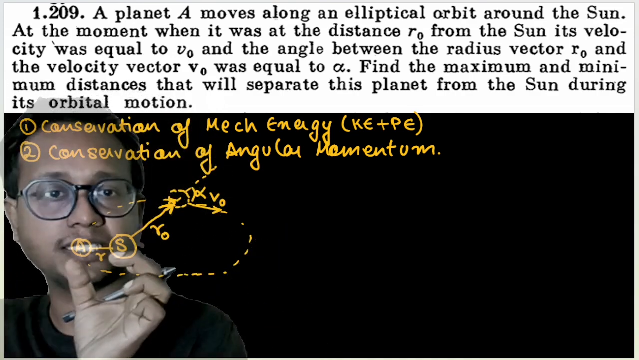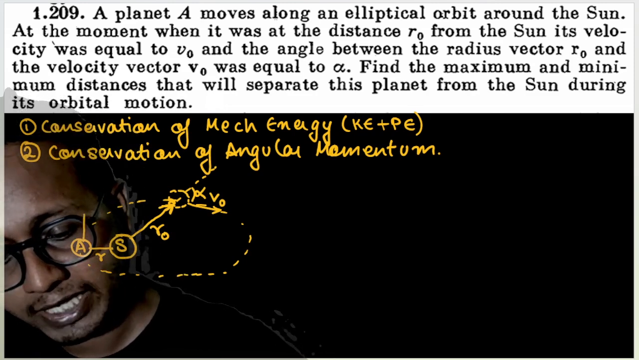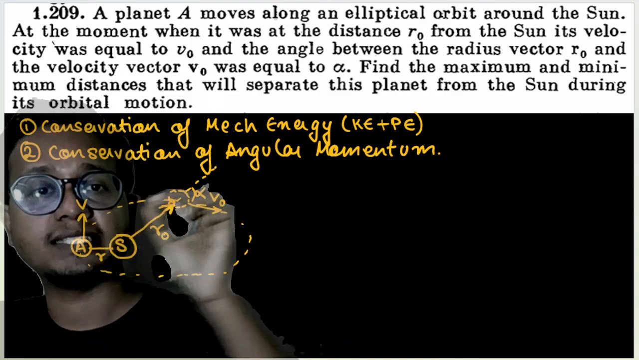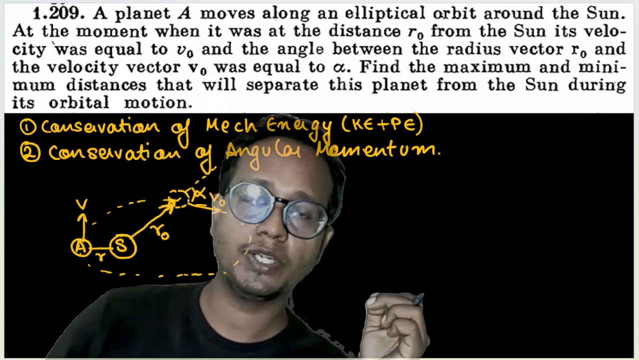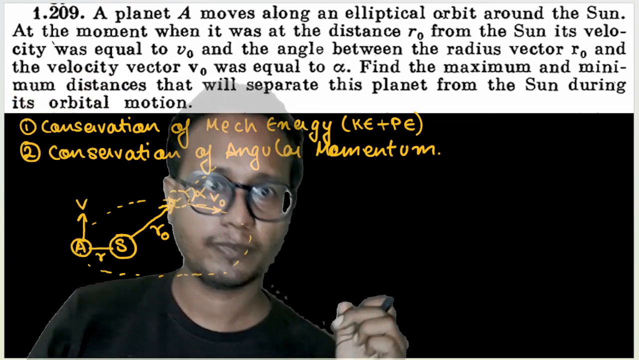So at minimum distance, let's assume the velocity as v. Obviously I need to find the value of r. The value of v would get cancelled out using these two equations. We need to somehow cancel out the value of v within these two equations and find the value of r.